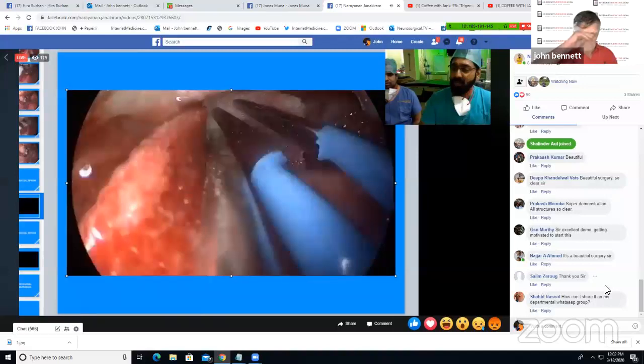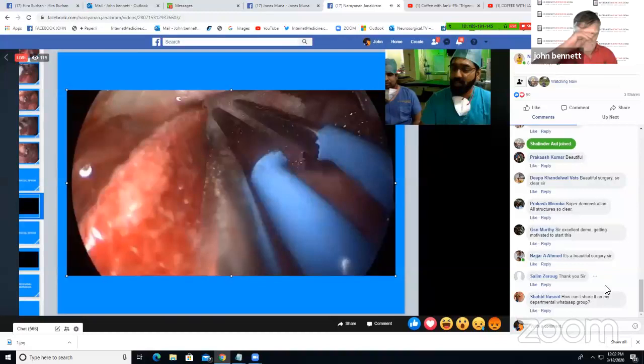Now I'm going towards the cisterna magna. You can see that's the cisterna magna, and it's being done endoscopic. You see here, that's the endoscopic approach, and I have let out the CSF. The CSF is being let out. You see that? That is the CSF being let out.